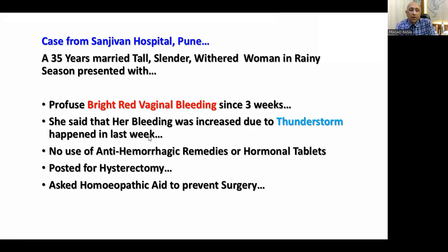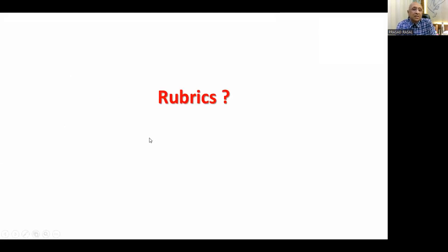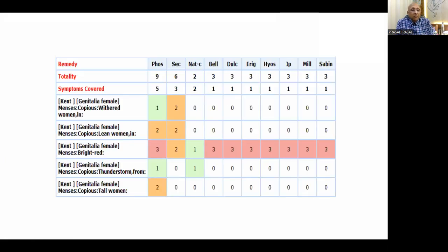So I opened the repertory. I told him, yes sir, these are the things which are given over there. So what are the rubrics? If you open Kent's repertory, you get very specific rubrics. Genitalia female, menses copious, withered woman in. Menses copious, lean woman in. Menses bright red. Menses copious, thunderstorm from. See, very specific rubric. Phosphorus, natrum carb, two remedies mentioned by Kent. Menses copious, tall woman. This is also a rubric given over there in Kent's repertory.